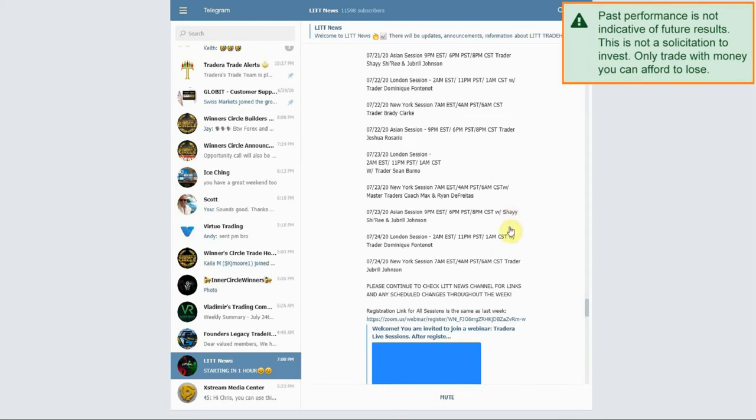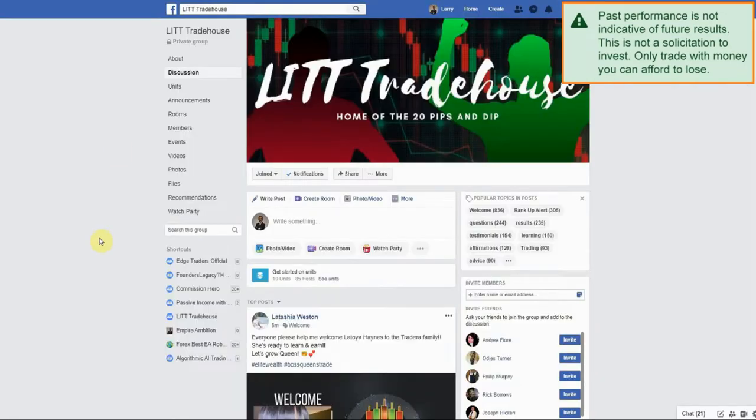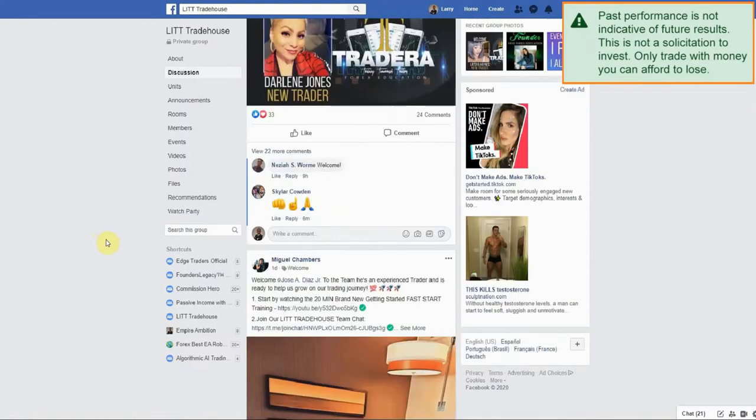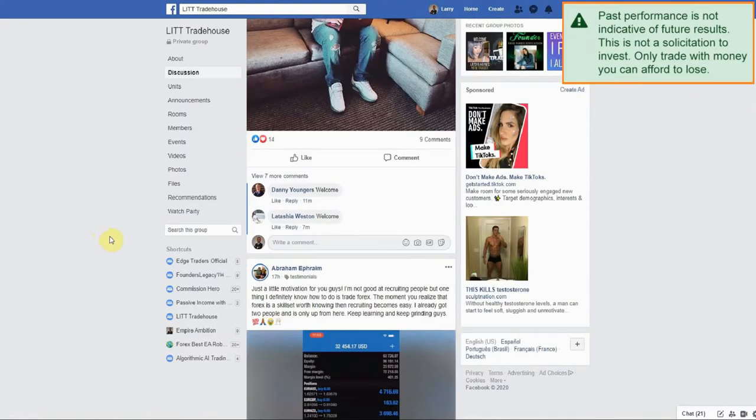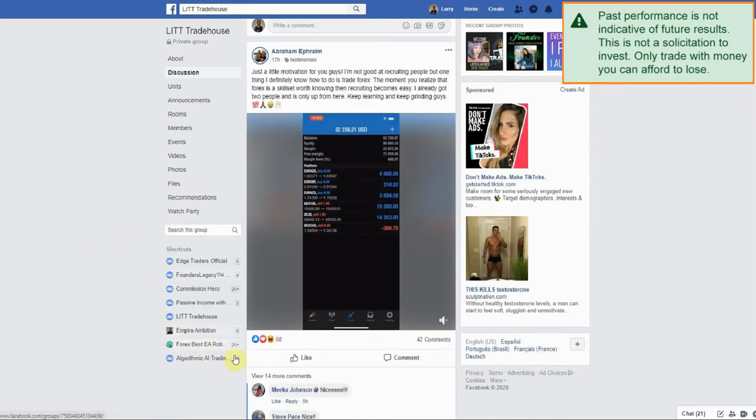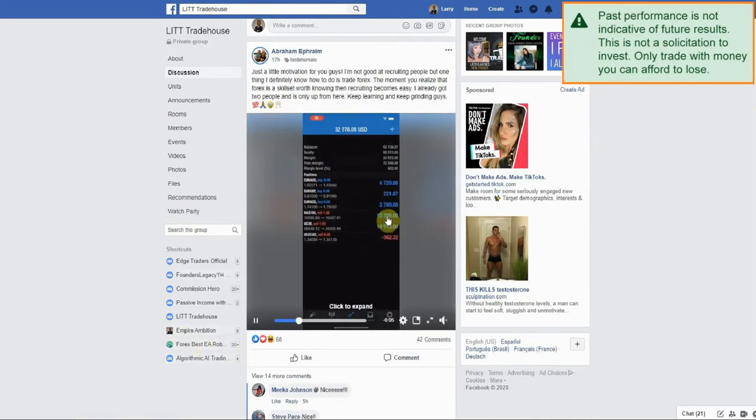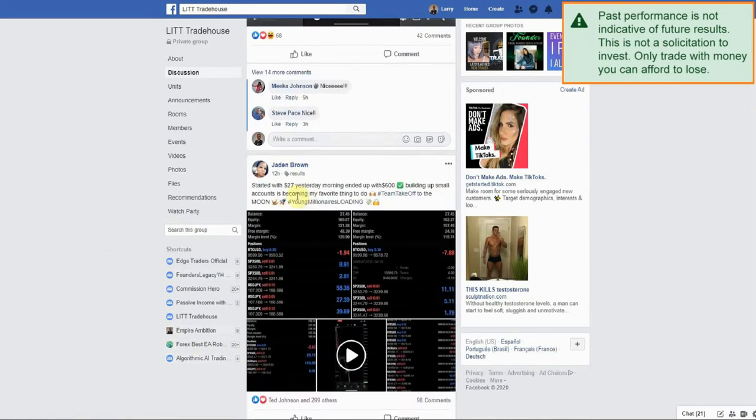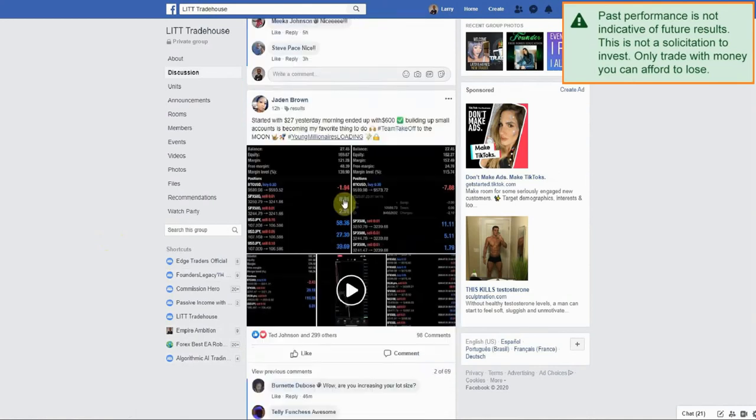So I'm going to look at next week trying to join one or a few of these sessions so that we can see exactly how they're doing. One of the reasons I want to do that is because if we come on here to their Facebook group, there are people doing very well in here. You can just see some of the things. "I started with $27 yesterday morning, ended up with $600." "Building up small accounts is becoming my favorite thing to do."